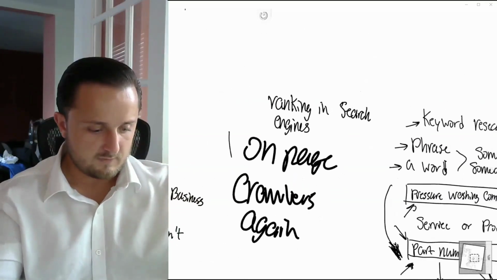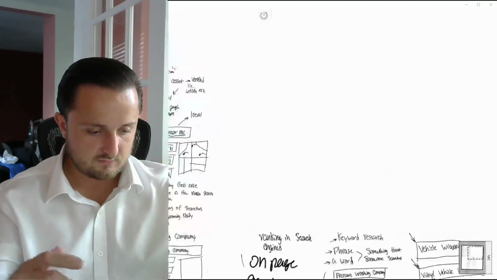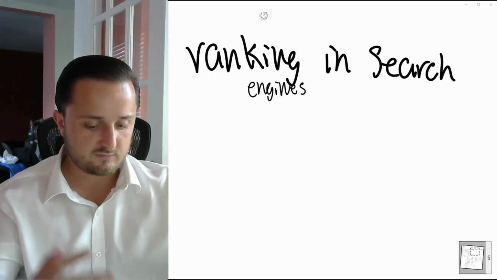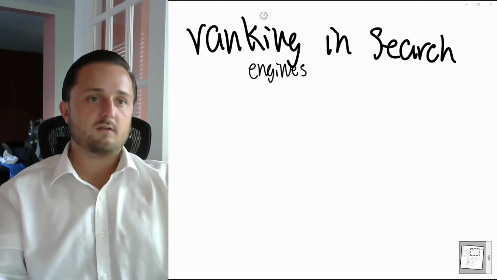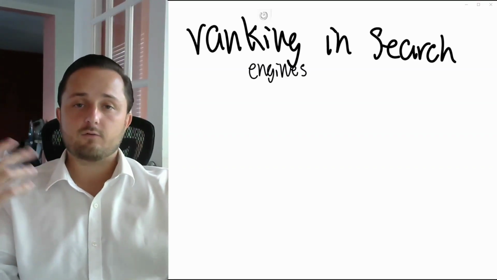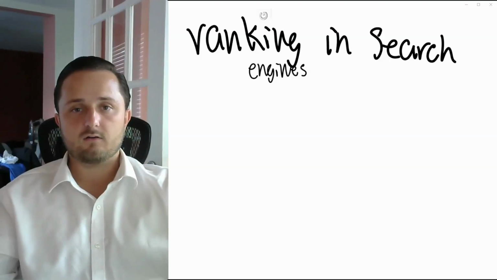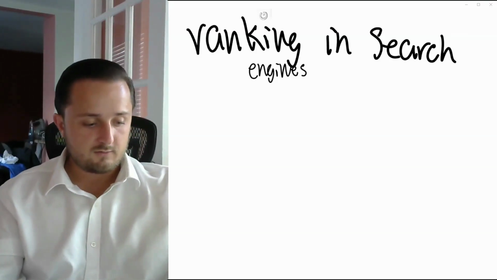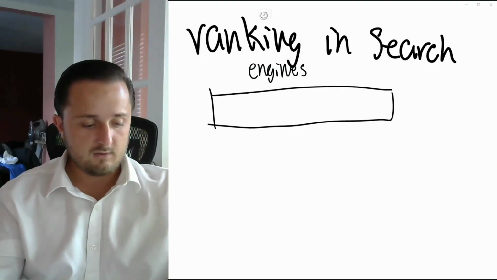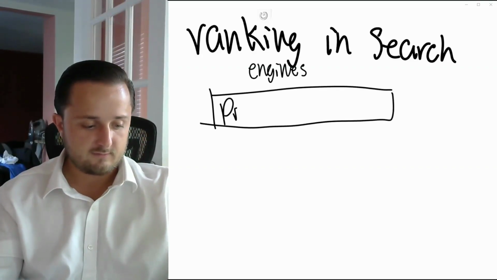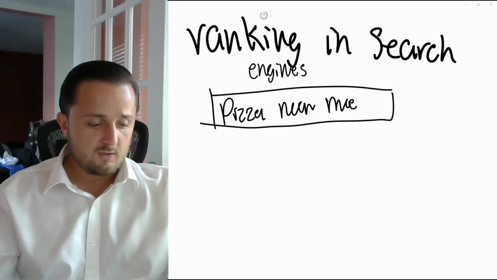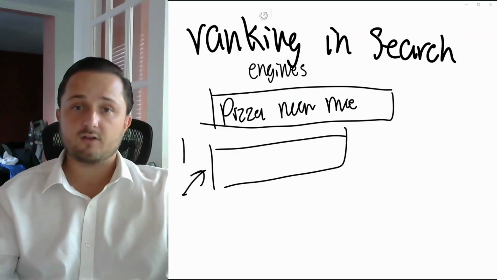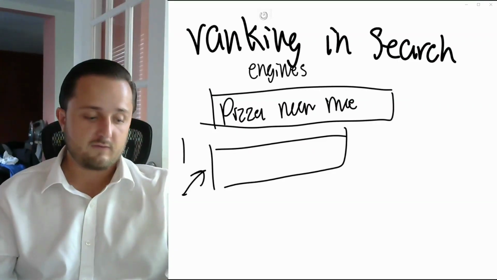Okay. So ranking in search engines, and then we're going to talk about crawlers again. For ranking in the search engines, what this means is that we want our company's website and our company's Google business profile listing, not Yelp, Bing, Yahoo, right? Whenever we appear in search, what that means is someone types in pizza near me, right? We want to rank in that first position, because we've already gone over that this is where the majority of the traffic goes.